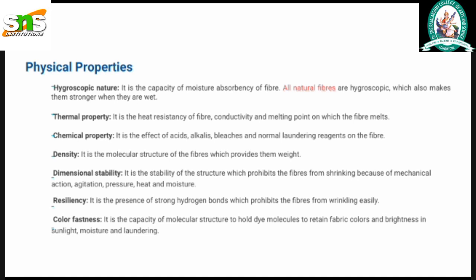Dimensional stability. It is the stability of the structure which prohibits the fiber from shrinking because of mechanical action, agitation, pressure, strength and moisture. Resilience. It is the presence of strong hydrogen bonds which prohibits the fibers from wrinkling easily. Color fastness. It is the capacity of molecular structure to hold dye molecules to retain fabric colors and brightness in sunlight, moisture and laundering.